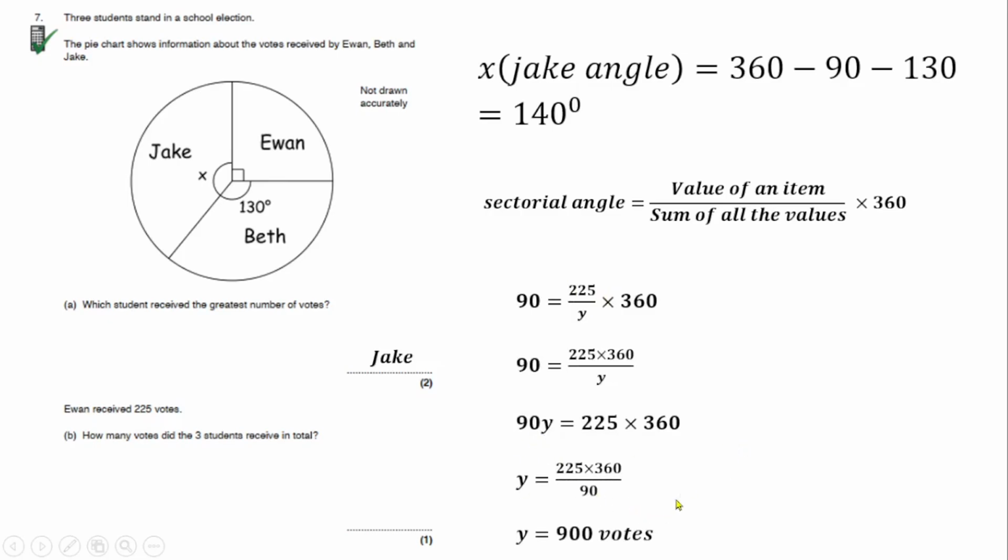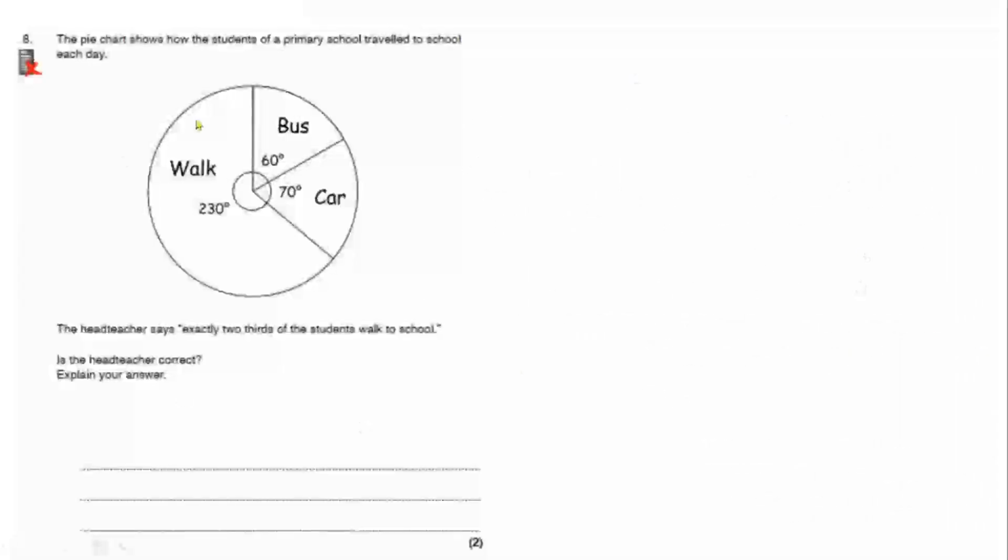So we have more questions, still on GCSE past questions and related to objective questions in Nigeria and the JAMB questions. The pie chart shows how the students of a primary school travel to school each day. Some travel by walking, some take the bus, some take cars. The head teacher says exactly 2/3 of the students walk to school. Is the head teacher correct? Explain your answer. So the head teacher said that 2/3 of the whole students walk to school. Is that true or wrong?